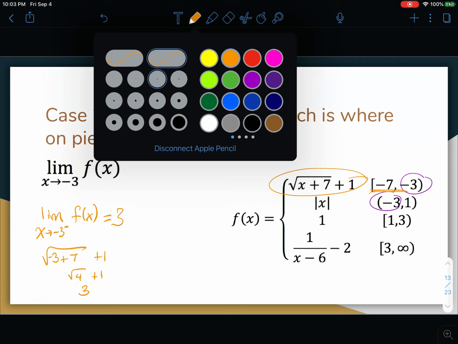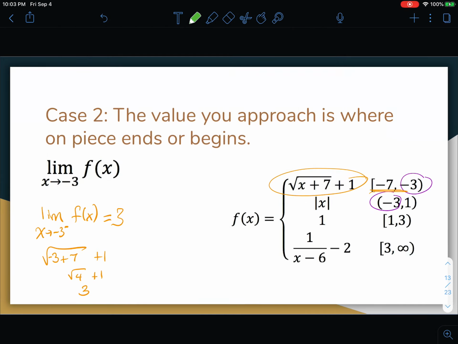Okay, now for the next one, we want to find the right-sided limit. So the limit as x approaches -3 from the right of f of x. Now, how do I approach it from the right? Well, I come in to this piece, and this is the part I'm going to use. So this is going to be the absolute value of -3, which is 3.